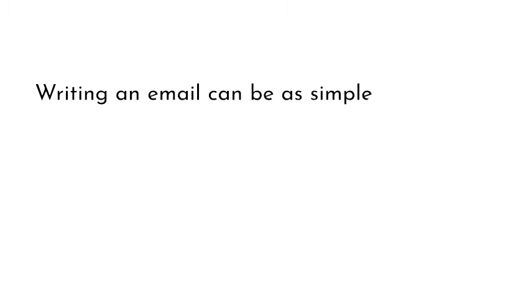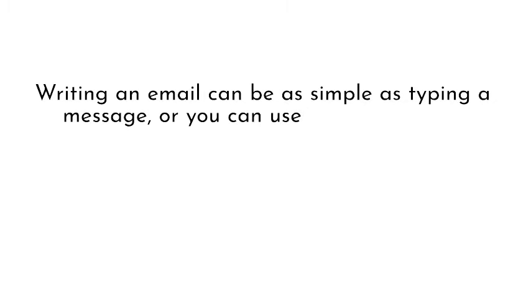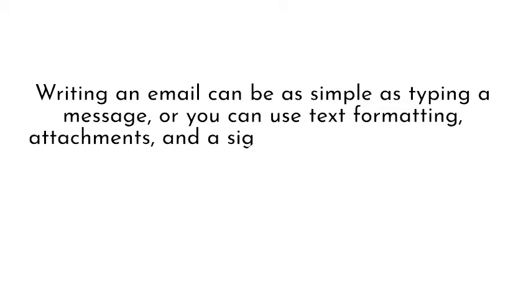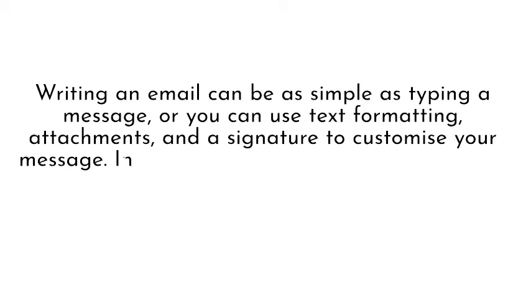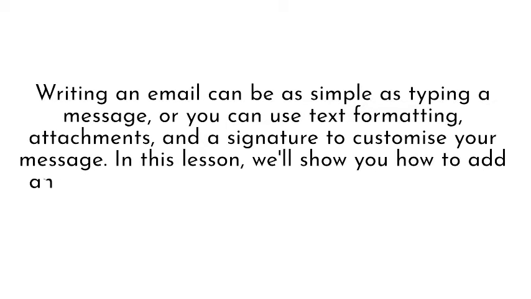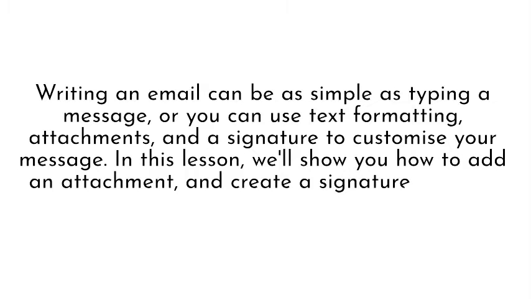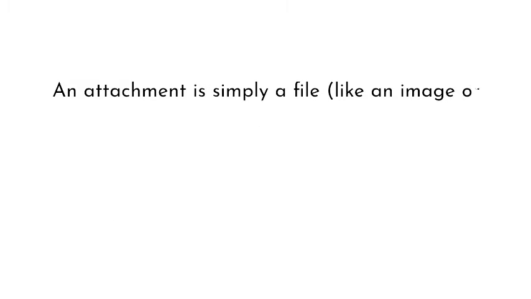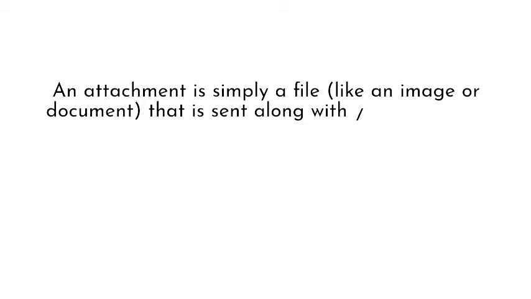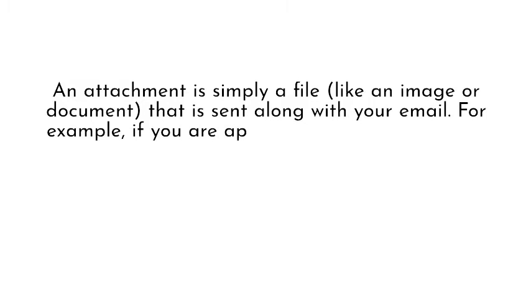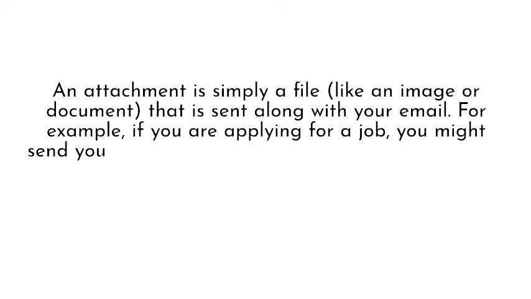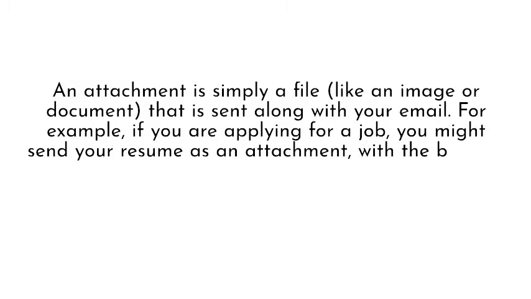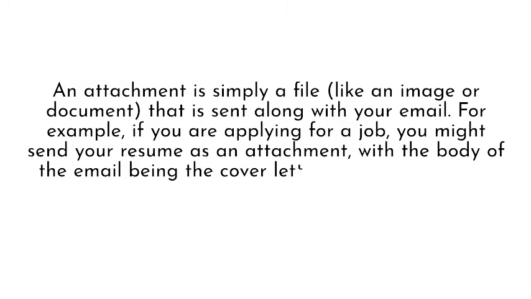Adding attachments. Writing an email can be as simple as typing a message, or you can use text formatting, attachments, and a signature to customize your message. In this lesson, we'll show you how to add an attachment and create a signature that will appear on all of the messages you send. An attachment is simply a file, like an image or document, that is sent along with your email. For example, if you're applying for a job, you might send your resume as an attachment, with the body of the email being the cover letter.